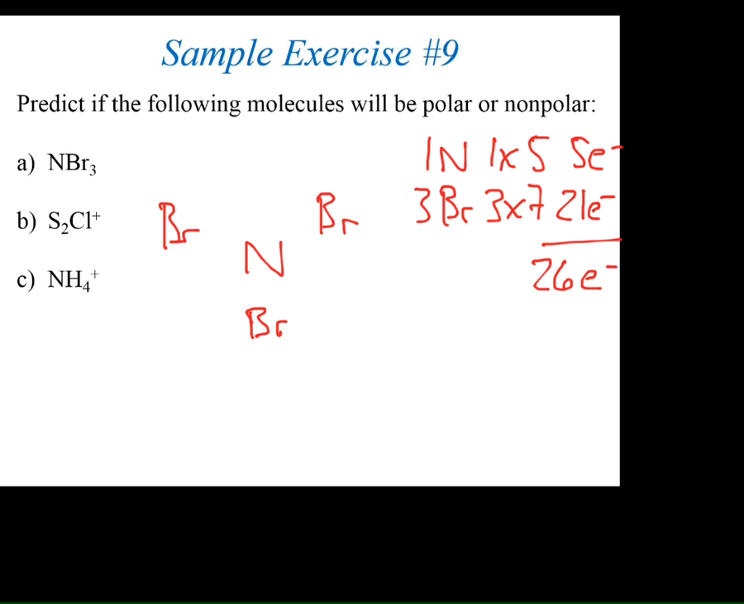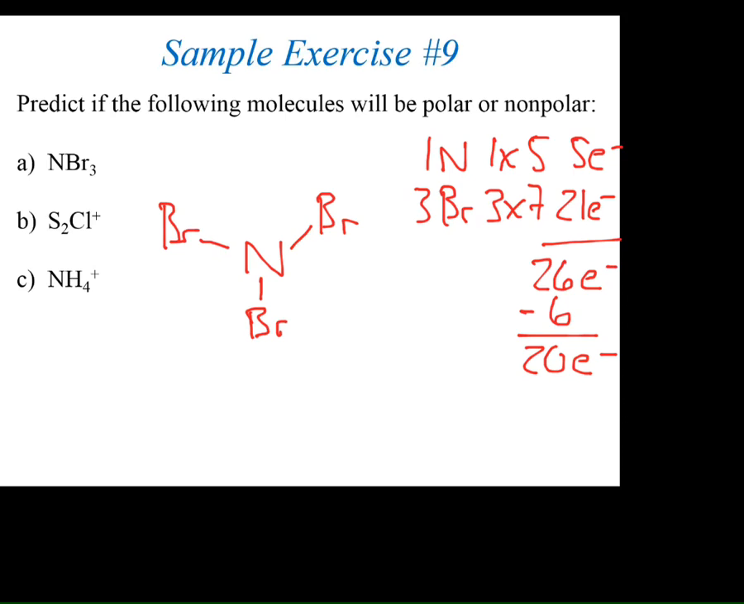Okay, so the next step is connect them with a single bond. Bond, bond, bond. Every bond contains how many electrons? 2, so I just used how many? So I subtract 6 from my total. I have 20 electrons left.